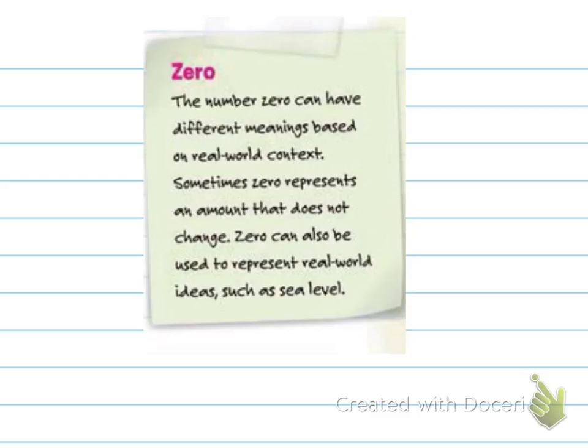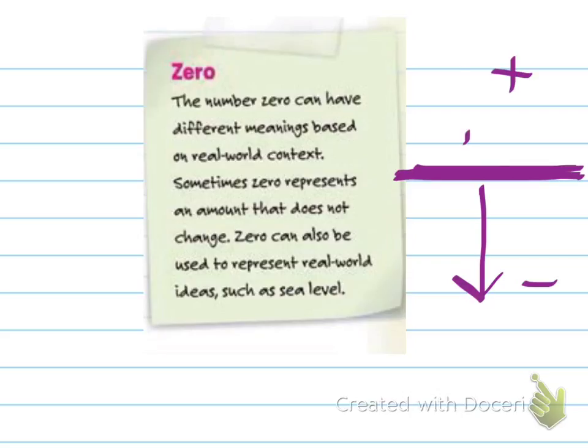The number 0 can have different meanings based on real-world context, just like we just noticed in those 3 examples. Sometimes 0 represents an amount that does not change. 0 can also be used to represent real-world ideas like sea level. So when they talk about sea level, this is 0 sea level. Anything below is going to be below sea level. Anything above is above sea level. So we've got our negatives and our positives.